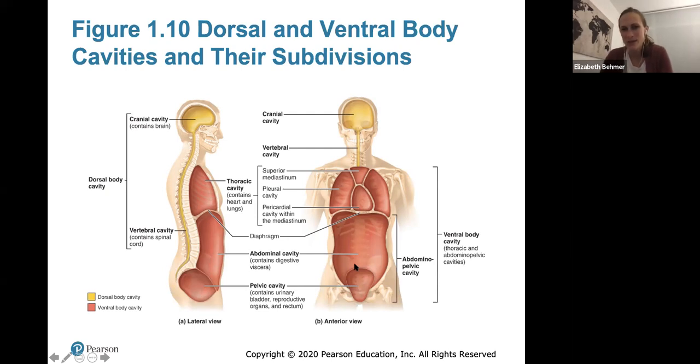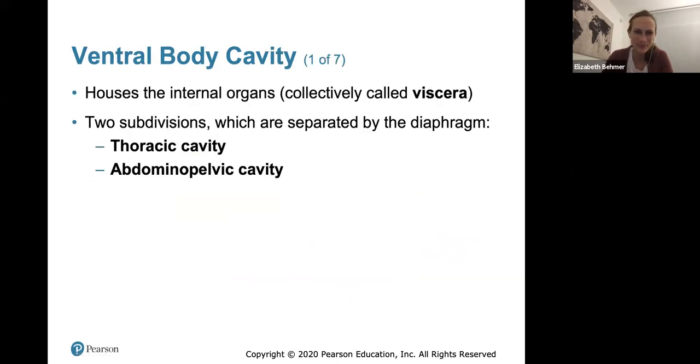abdominal pelvic. The thoracic body cavity would divide into the pleural cavity with the lungs, the pericardial cavity with the heart, and then the mediastinum includes the pericardial cavity, as well as all the major blood vessels, the trachea and esophagus that come off some organs. Abdominal cavity, a lot of digestive. Viscera means organs. And then the pelvic cavity contains bladder, reproductive organs, rectum. So this kind of takes you through the ventral cavity.